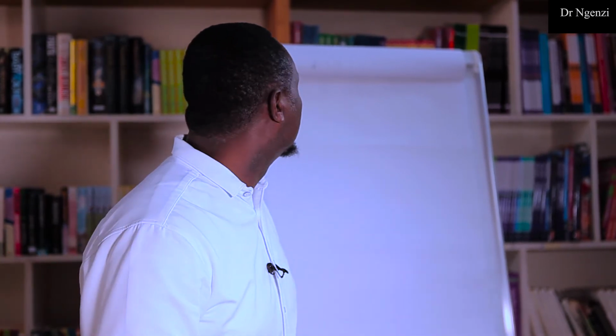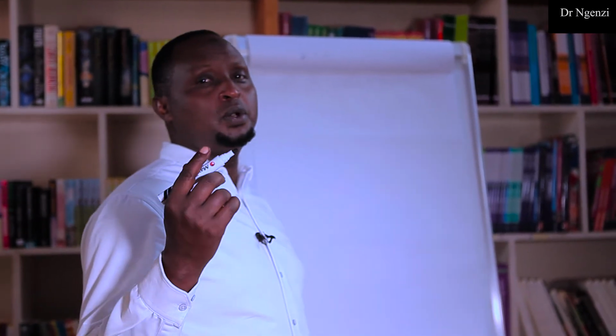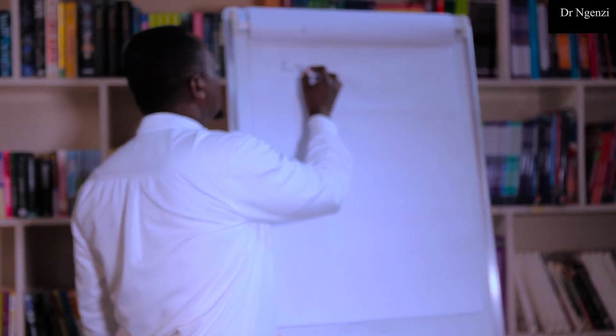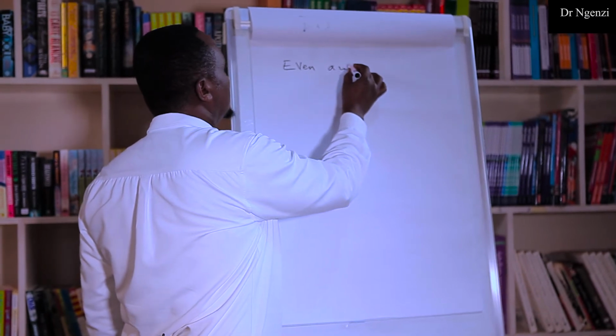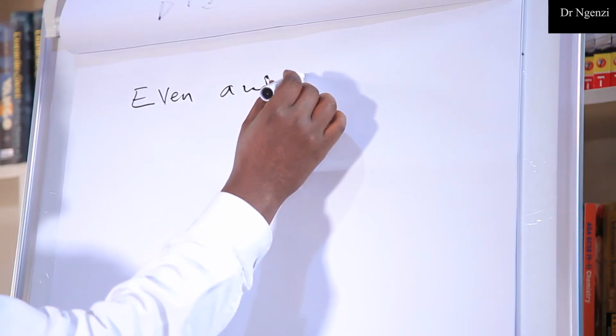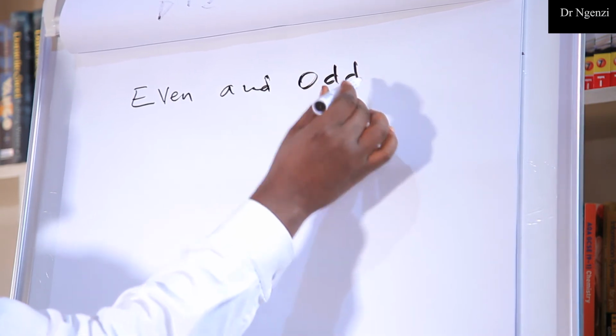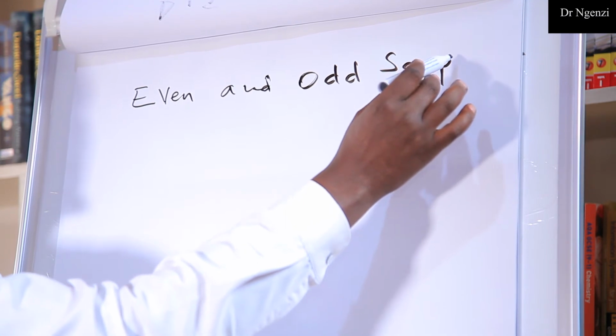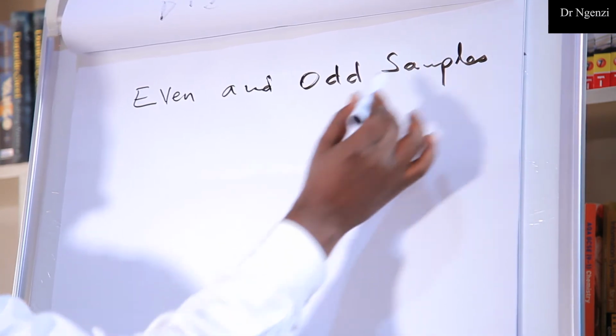So we're still continuing on DIT, which is decimation in time, using the FFT, the fast Fourier transform algorithm. Remember, we have talked about the even and odd samples that we are supposed to break and put in a proper way.